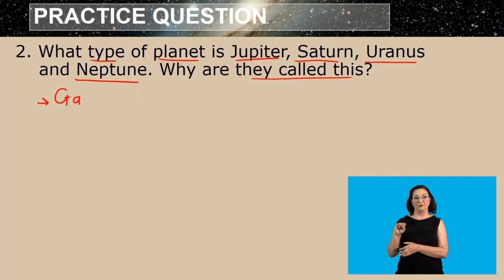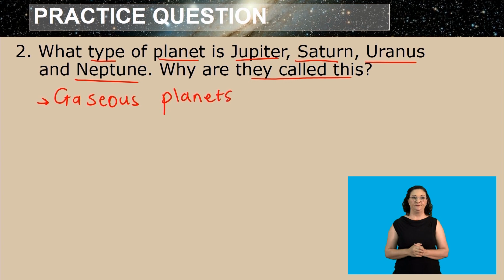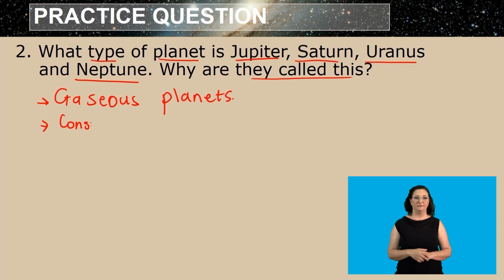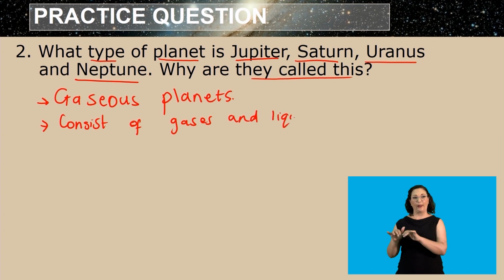These are referred to as gaseous planets. Why are they referred to as gaseous planets? Because they consist mainly of gases and liquids. They don't have any rocks. That's why they are referred to as gaseous planets. So we will write that down. They consist of gases and liquid.